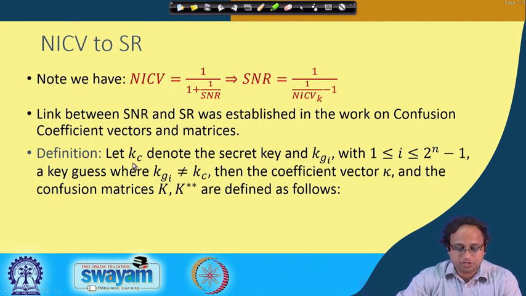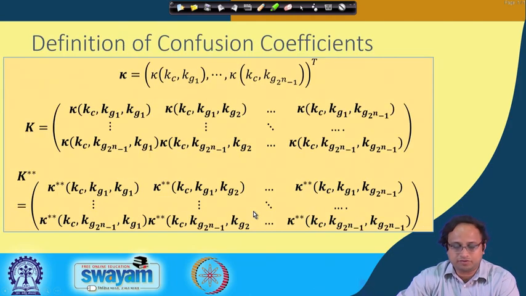Suppose you have KC, which is your secret key, and KGi, that means anything apart from the secret key, where i varies from 1 to 2 to the power of n minus 1, is the key guess for KC. Then we define certain vectors and matrices. There are 3 of them: the first is called the coefficient vector kappa, and the confusion matrices are K and K star star. They are defined as follows.